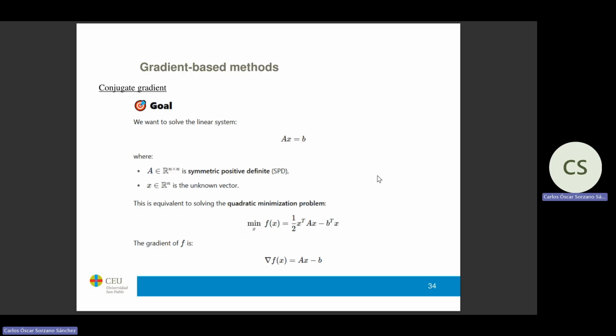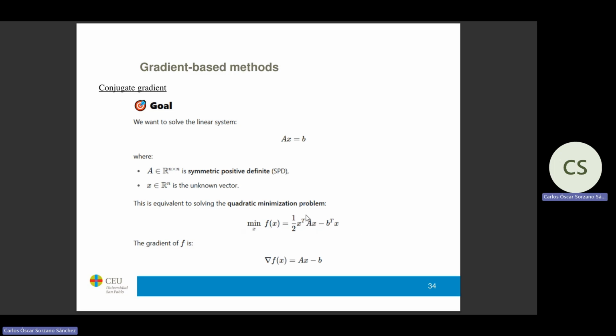So let's say that we want to minimize this function. You recognize it is a quadratic term, a quadratic form. In this quadratic form, you have a quadratic term, a linear term, and the zero-order term that you don't care about because it is constant with respect to x. So you don't care about this one.